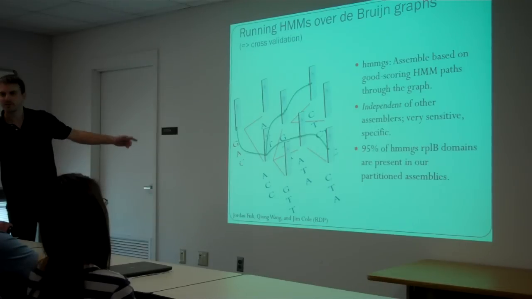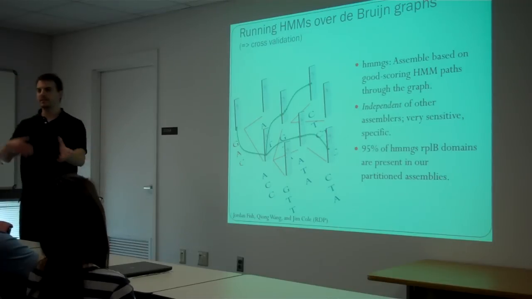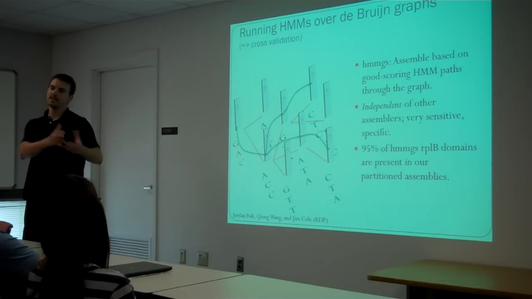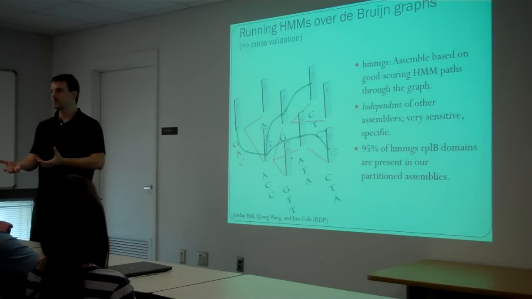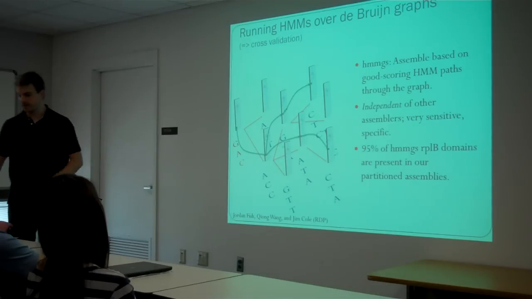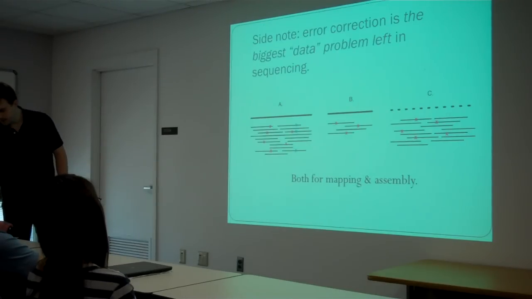Jordan's work, this is an old slide that Jordan gave me. It could probably be updated now. It turns out that he's implementing his own assembler that is more sensitive than any of the existing assemblers. So we can use it as a way to cross-check whether or not the assemblers are actually working. And then just one last thing, I think I'll leave it at, well, two things.